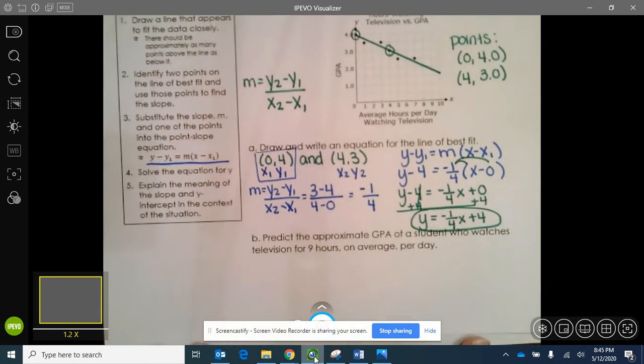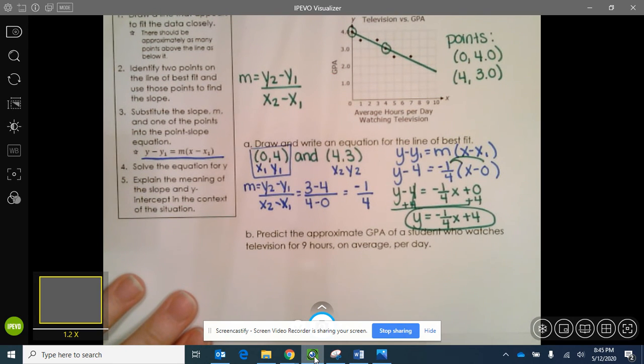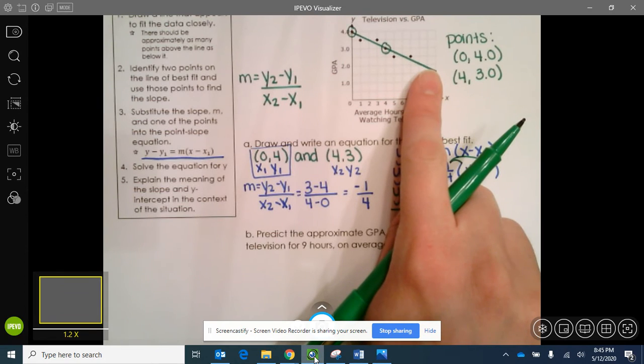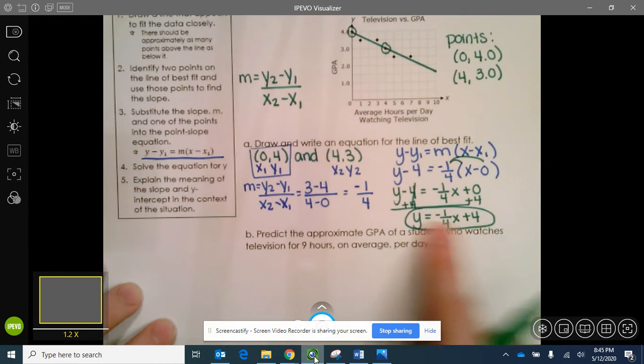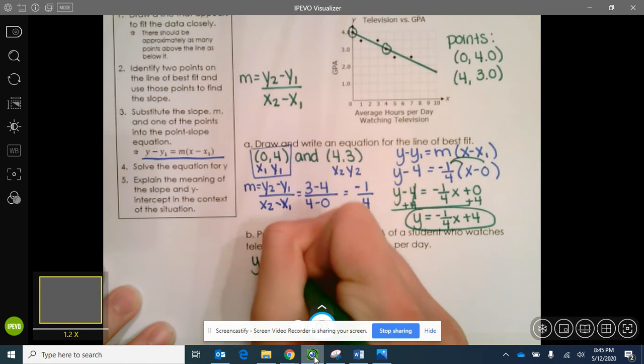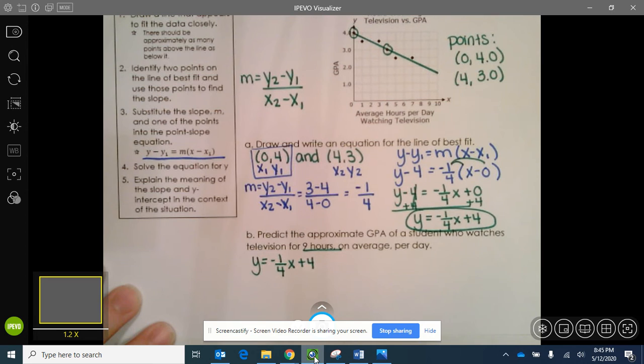So look at your next question here. Predict the approximate GPA of a student who watches television for 9 hours. So notice, if I want to make a prediction for 9 hours, sure, I could look at my graph and try to eyeball it, but this is going to give me an exact answer. So I'm going to take my equation I just came up with, and I want to know what the GPA will be for a student who watches 9 hours of TV.